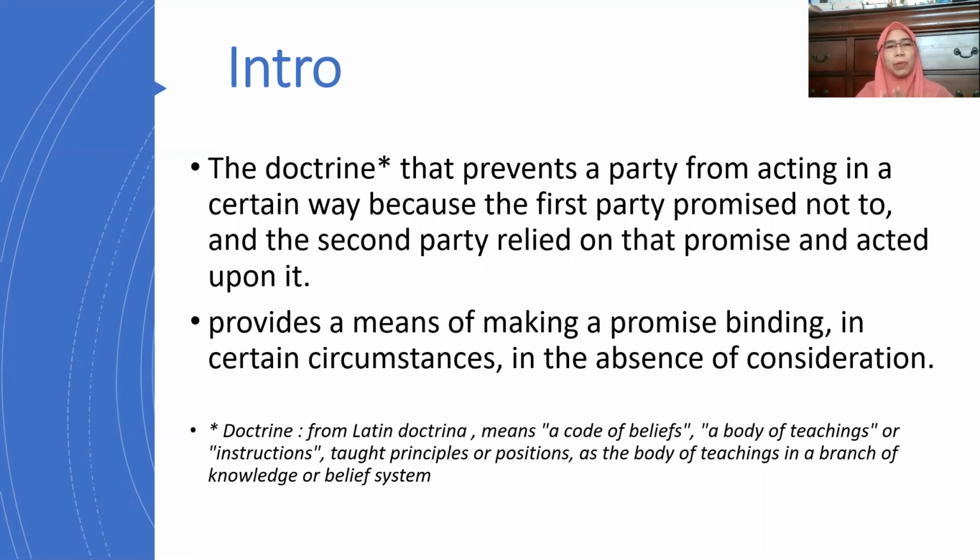So basically, this doctrine is significant because why? It provides a method of making a promise binding. Whatever promise by the promisor would be binding in certain circumstances, even though there's no consideration. In this sense, it relates to the earlier discussion of consideration. Normally, for a contract to be valid, for a promise to be valid, it must have consideration move from both parties, an exchange of things between them. But for promissory estoppel to be applicable, usually it lacks the elements of consideration. So that's the introduction.